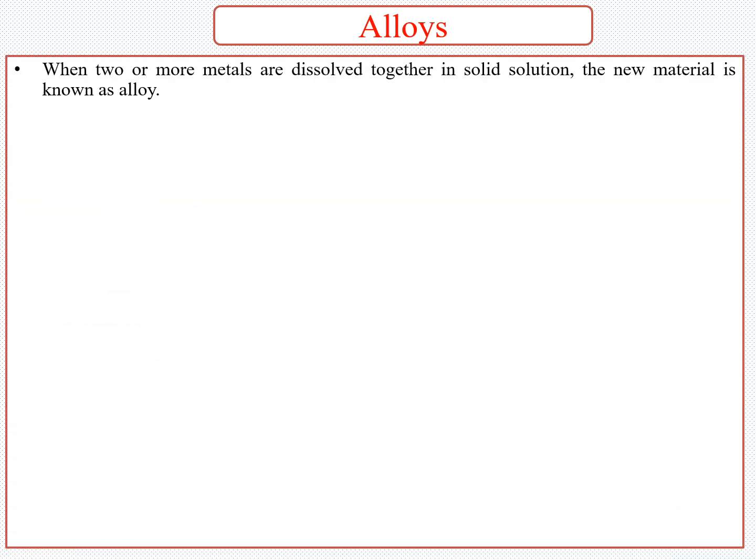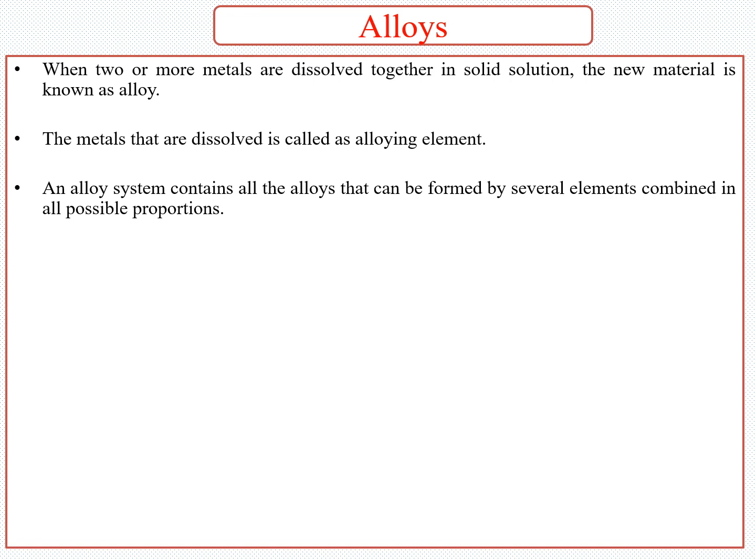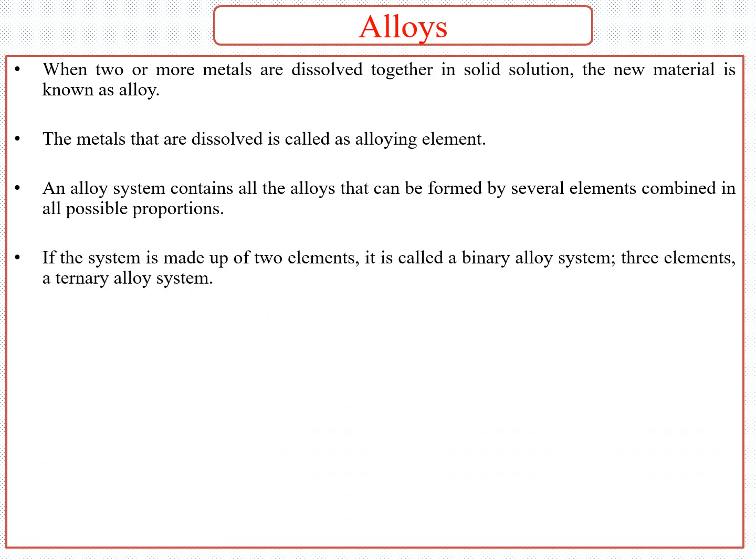Once we understand the concept of solution and solid solution, we can easily understand the concept of alloys. When two or more metals are dissolved together in solid solution, the new material is known as alloy. The metals that are dissolved are called alloying elements. An alloy system contains all the alloys that can be formed by several elements combined in all possible proportions. If the system is made of two elements, it is called a binary alloy system. If three elements are used, then it is known as a ternary alloy system. The typical examples of alloys are steel, cast iron, bronze, and brass.